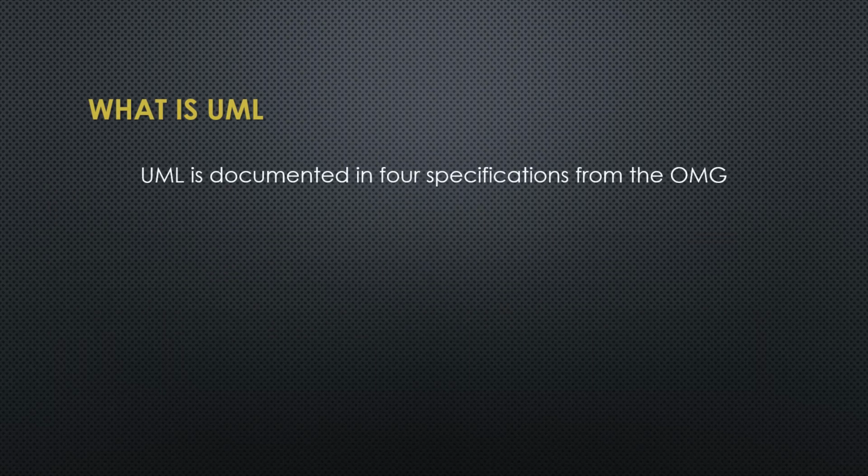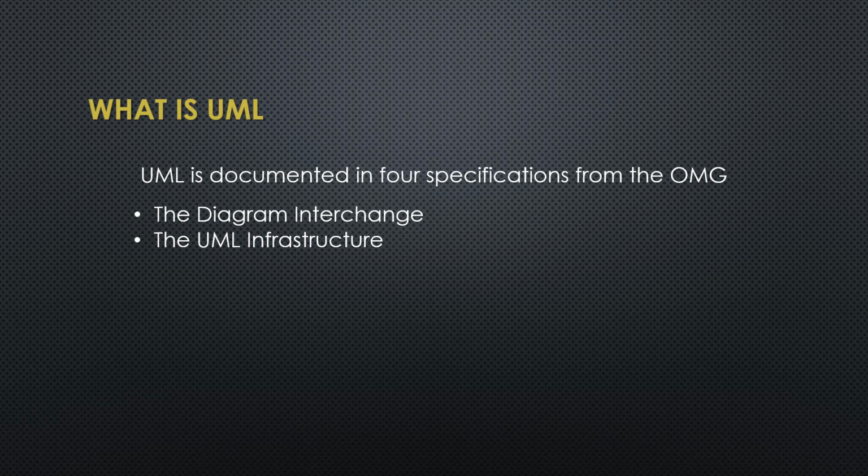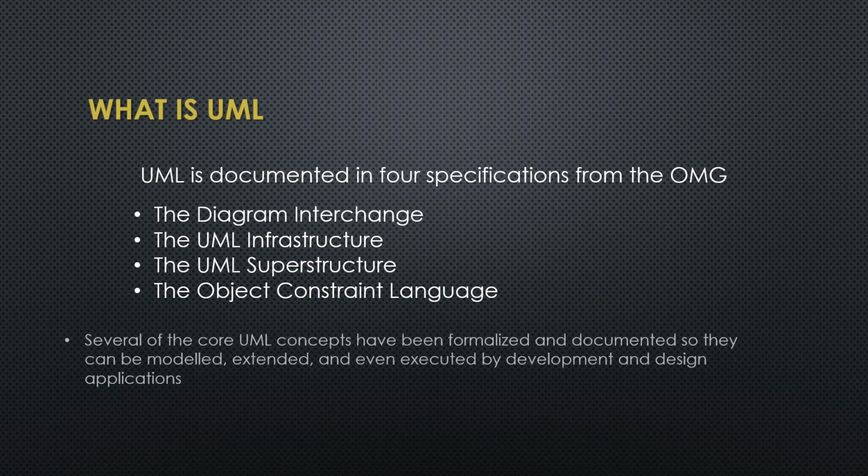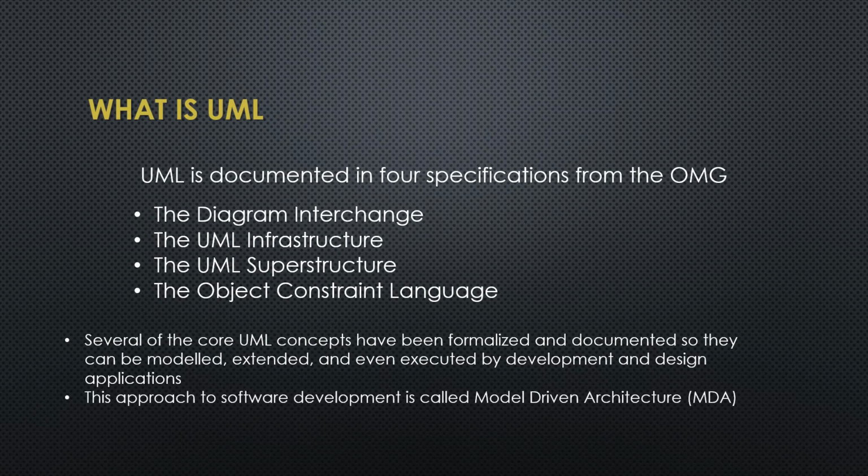UML is documented in 4 specifications from the OMG: the diagram interchange, the UML infrastructure, the UML superstructure, the object constraint language. Several of the core UML concepts have been formalized and documented so they can be modeled, extended, and even executed by development and design applications. This approach to software development is called Model-Driven Architecture, or MDA.